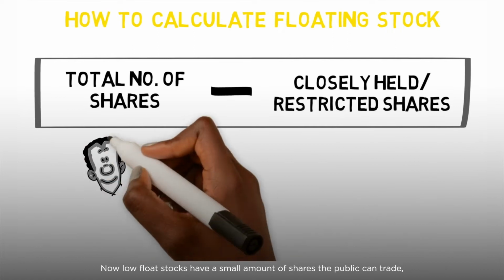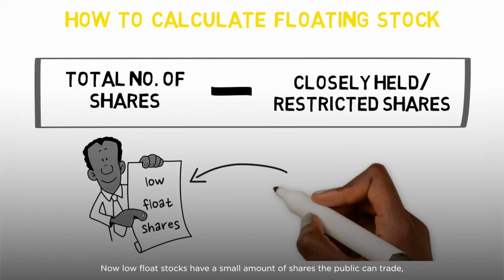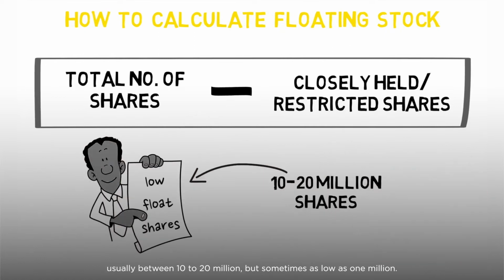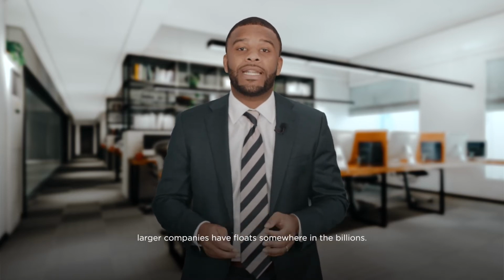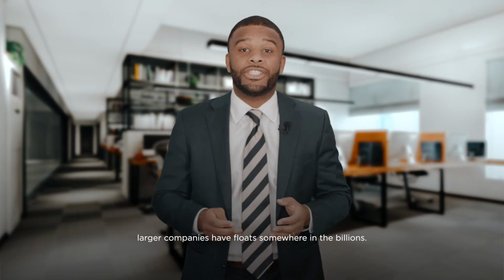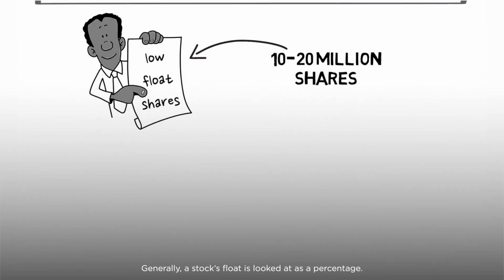Now, low float stocks have a small amount of shares the public can trade, usually between 10 to 20 million, but sometimes as low as 1 million. To put that in perspective, larger companies have floats somewhere in the billions. Generally, a stock's float is looked at as a percentage.